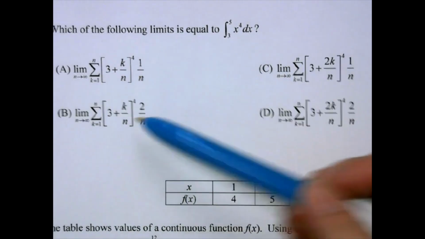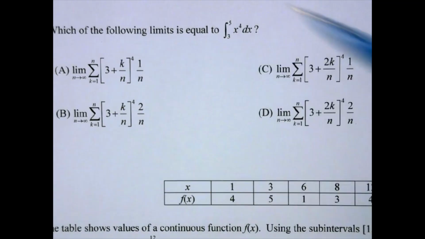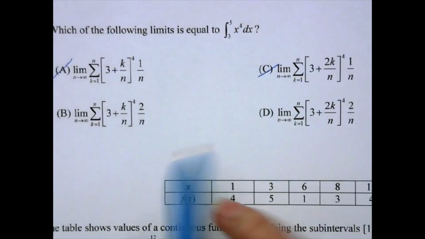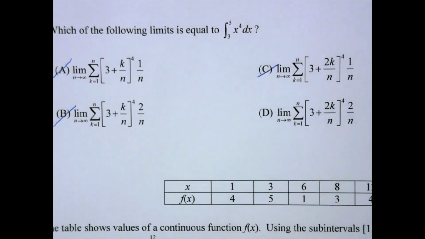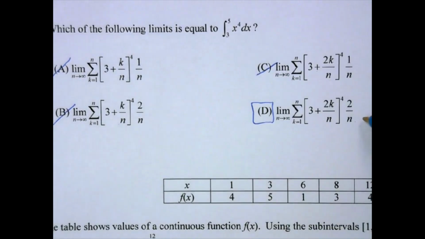Okay, we know if we're going from 3 to 5 that our delta is going to be 2. So these are out, and this one needs to have a 2 as well. So it's going to be this one. So again, it doesn't mean you have to come up with this. You just have to understand what each of the different parts mean in order to make a match.